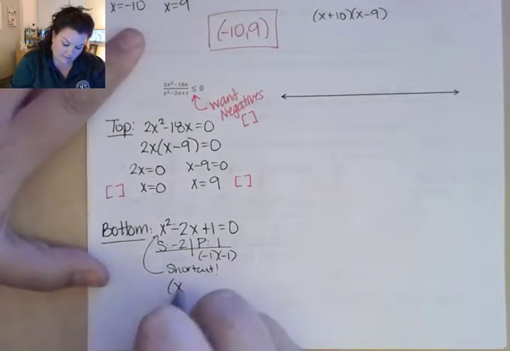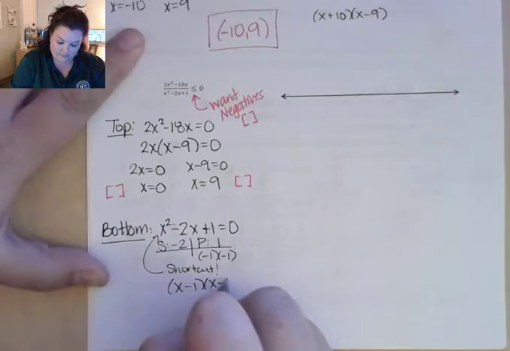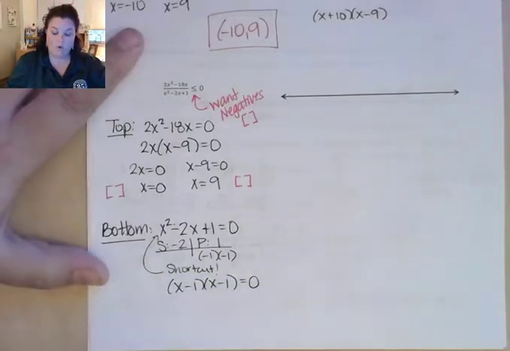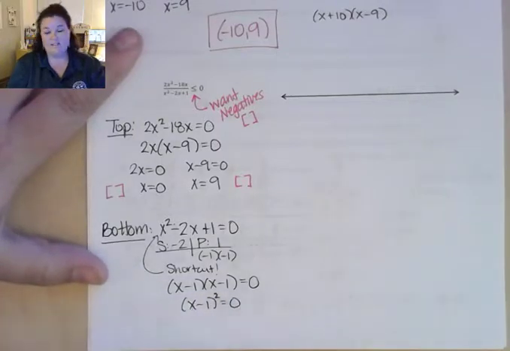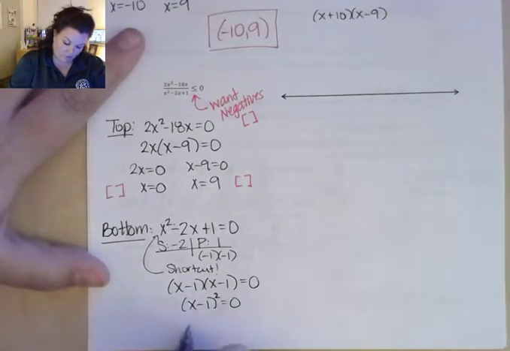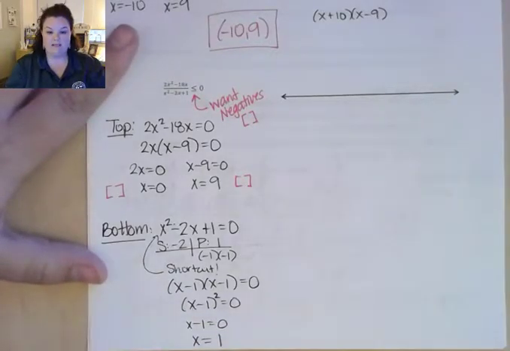So this factors into x minus 1 times x minus 1, or I could write this as x minus 1 squared, right? Because I don't really need to solve it twice. When I set x minus 1 equal to 0, I get x equals positive 1.